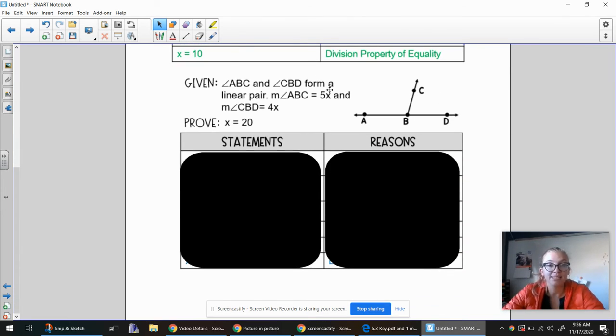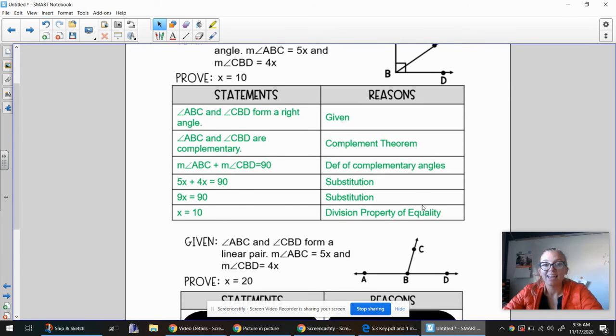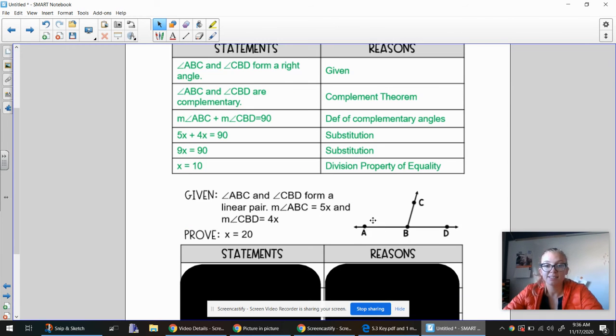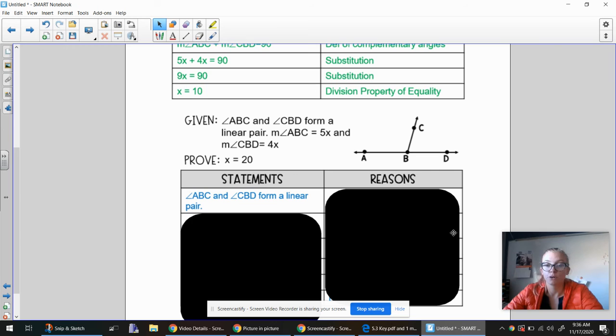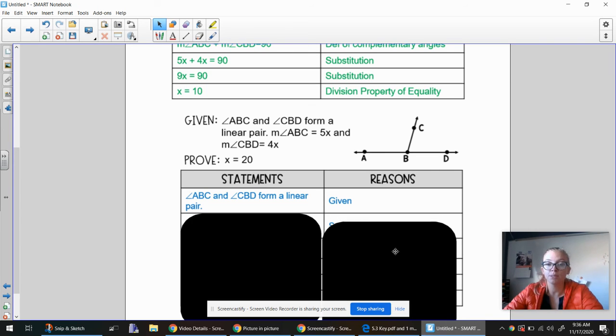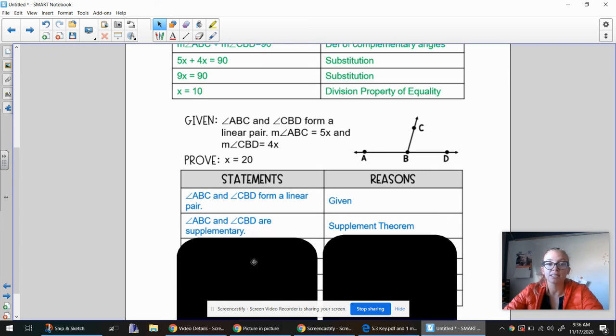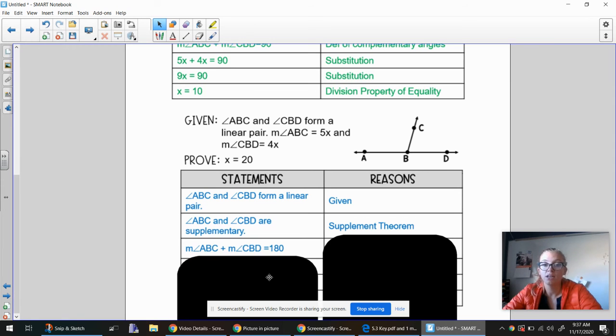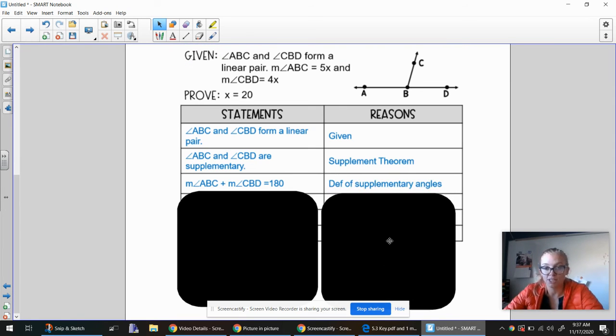Next, we have angle ABC and angle CBD form a linear pair. The measure of angle ABC is 5x and the measure of angle CBD is 4x. Prove that x equals 20. This is going to be very similar to the proof above, except instead of complements, these angles form a linear pair. So we know that they form a linear pair, and we're going to use the supplement theorem to show that because they form a linear pair, they are supplementary. That means, based on the definition of supplementary angles, that they add up to 180.